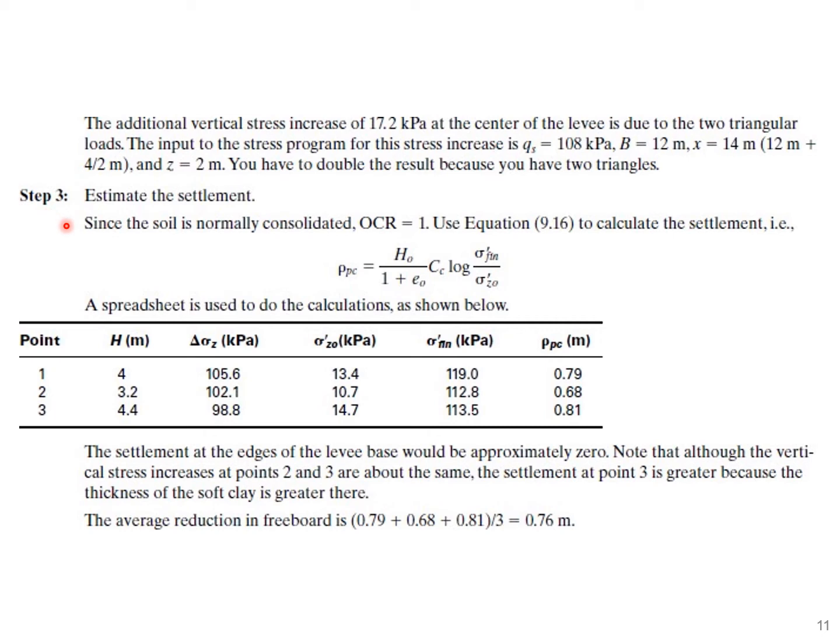Step 3, estimate the settlement. Since the soil is normally consolidated, so OCR, over consolidation ratio, is 1. So use this equation, which is applicable to the normally consolidated soils. So you are familiar with that.